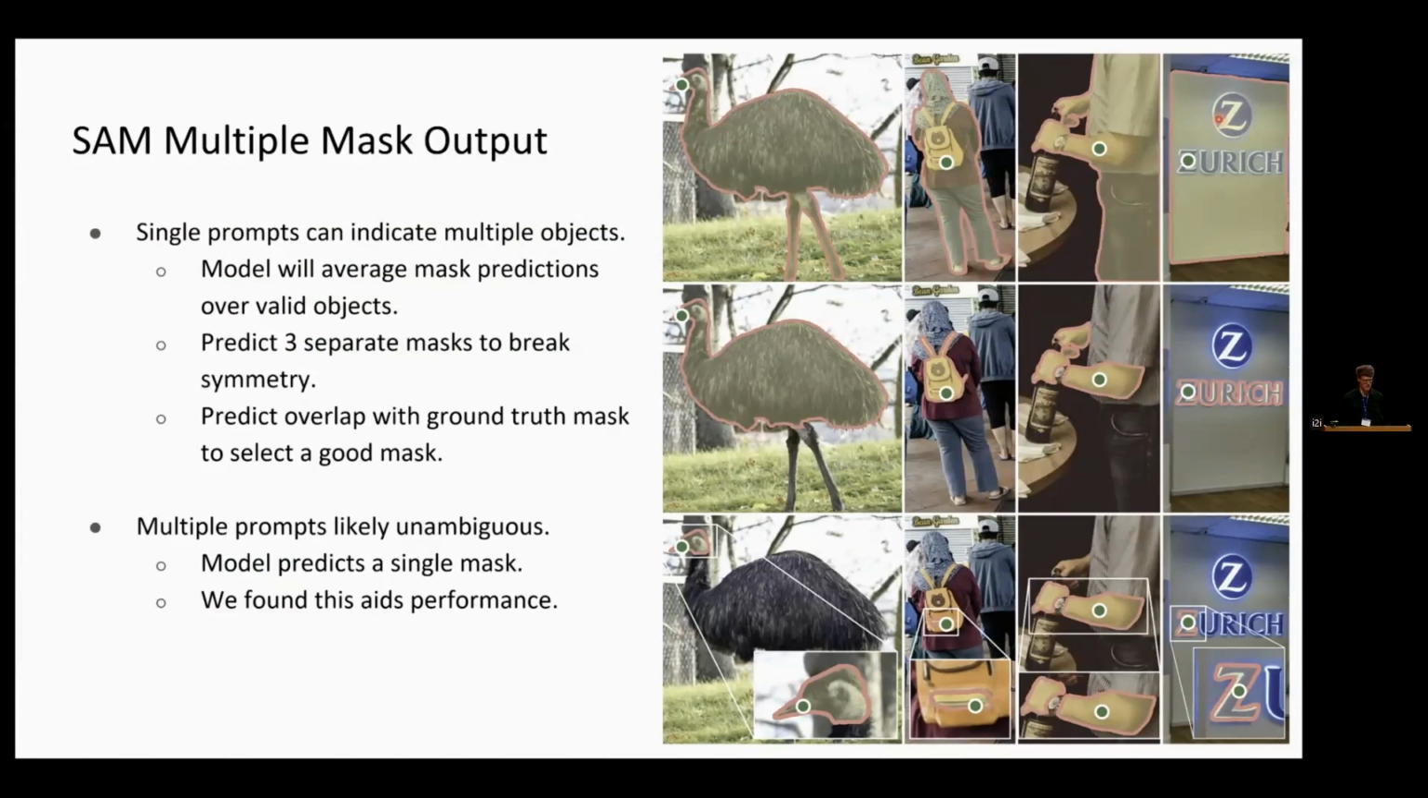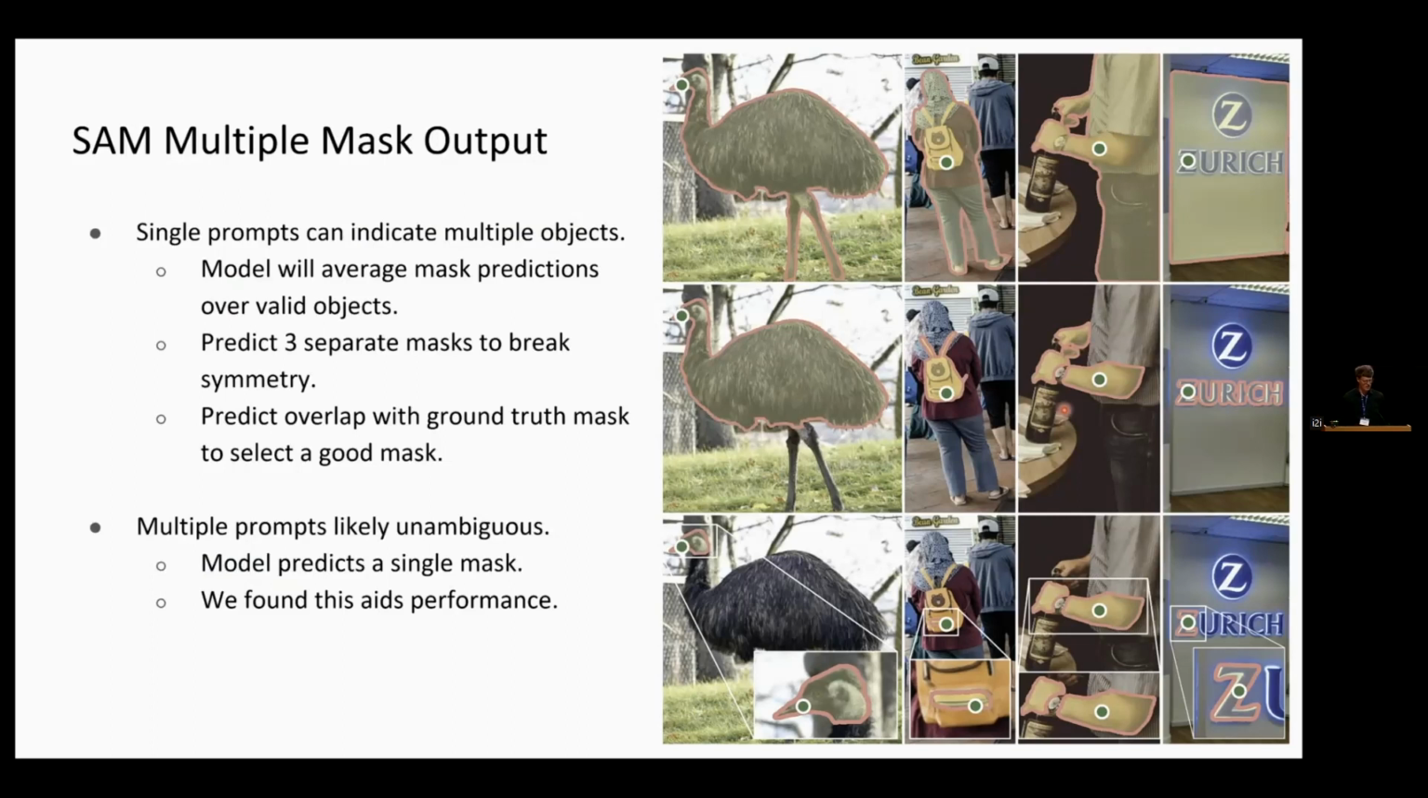Although sometimes you can see from the examples on the right-hand side here, these are all model predictions. Sometimes all three masks are good and correspond to different objects. And then finally, if we're outputting multiple masks, we have to predict which one is actually best. To do that, we calculate the overlap between the predicted mask and the ground truth in the data set, and train the model to predict that. And so it predicts a score of mask quality.